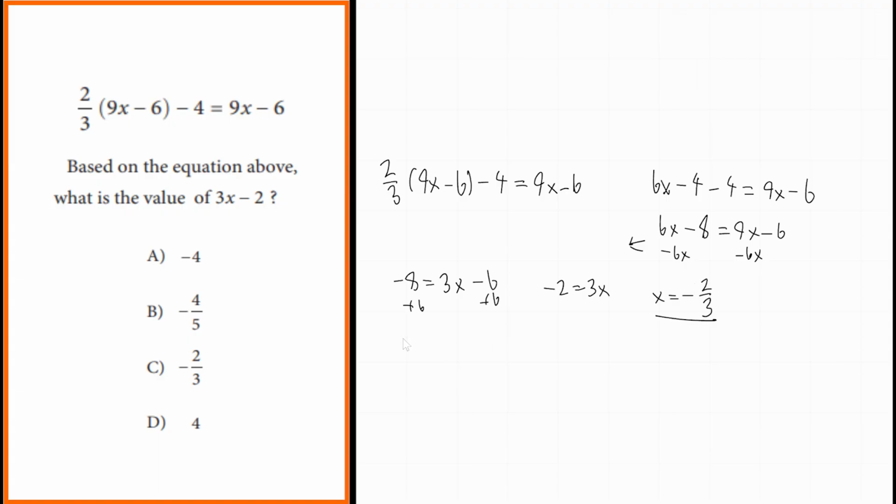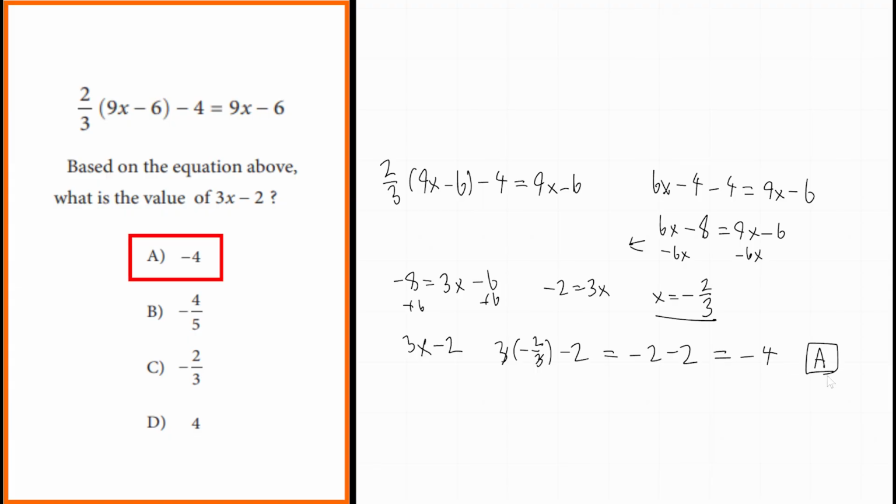Now we have this value of x. We can plug it back into the expression we're looking for, 3x minus 2, and we get 3 times negative 2/3 minus 2. This 3 cancels out with this 3. We get negative 2 minus 2, which equals negative 4, which corresponds to option A. Option A is the answer.